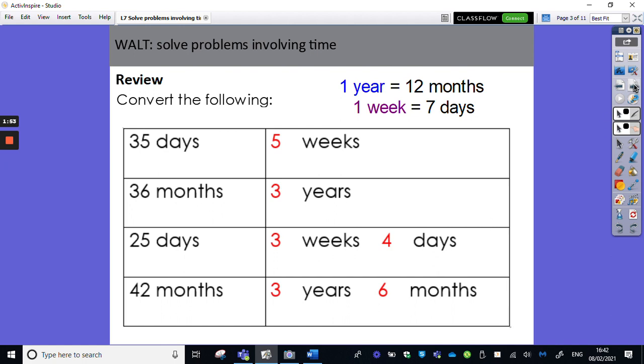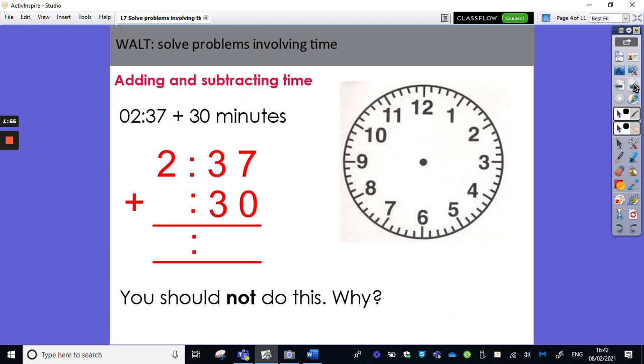So moving on to today's lesson. We're going to look at adding and subtracting time first, because that is what our problems are based around, and it's really going to help us later. And it's quite a tricky skill. So do make sure you listen really carefully.